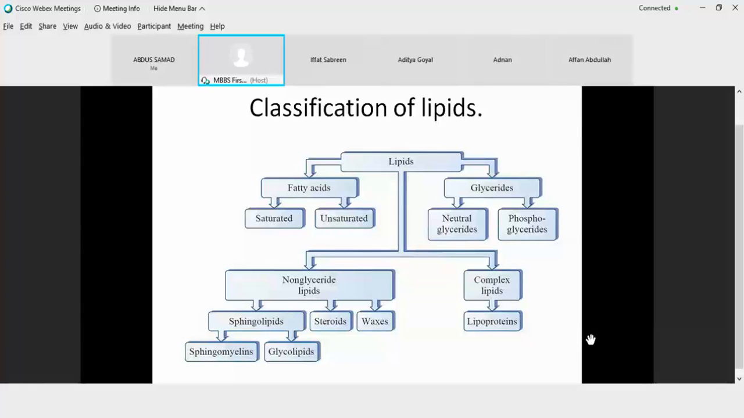Can anyone name a neutral glyceride, any one neutral glyceride? Triglycerides. Yes, so a neutral glyceride is a triglyceride. Phosphoglycerides, are they charged, are they polar, or what is the nature of a phosphoglyceride? They are amphipathic in nature. Okay, so this is a glyceride: a glycerol backbone. You could have the neutral one, you could have the amphipathic one.